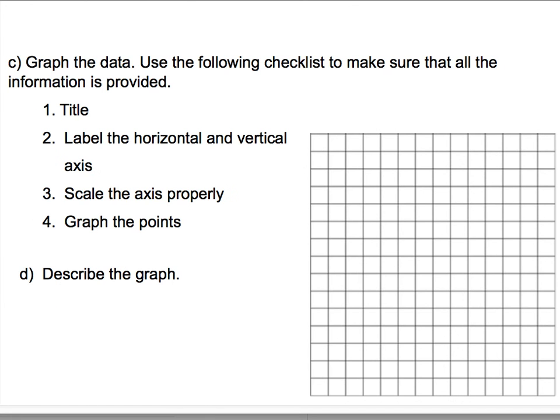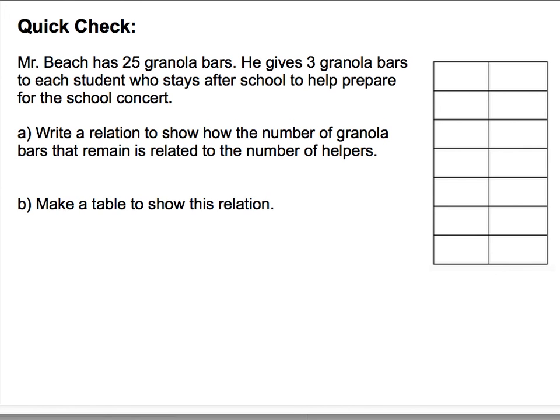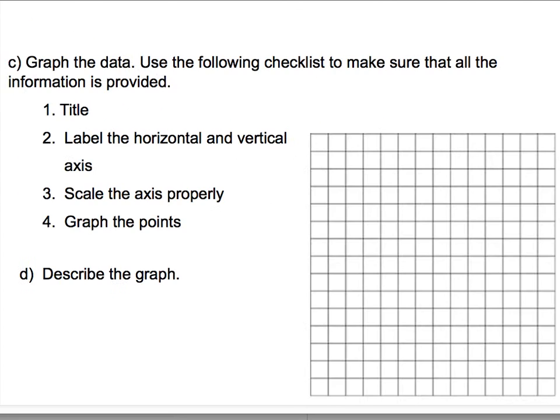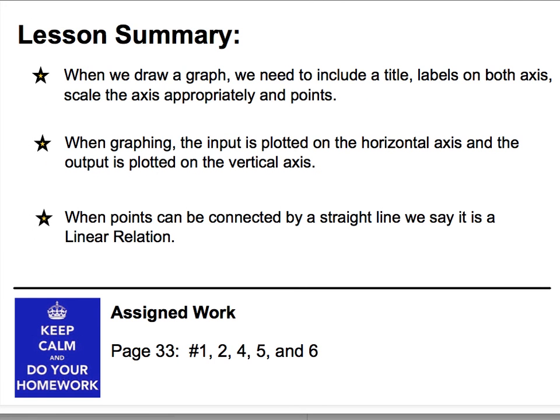I'm going to let you guys do this one on your own. Please come and check with me to see if you've done it correctly. And your homework was page 33, number 1, 2, 4, 5, and 6. Remember, when you draw a graph, you need to include a title, label on both axes, scale the axes appropriately with the right numbers, and put in your data points. Your input is always on the horizontal. Your output is always on the vertical axis. And then if the data points look like they can be connected with a line, then that relation is called a linear relation. I sure hope this helps out.